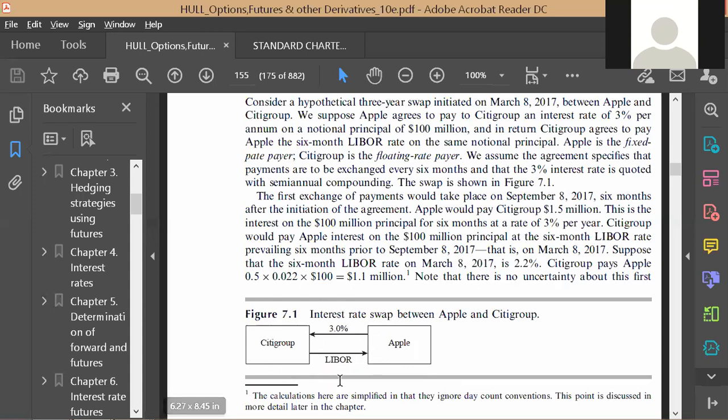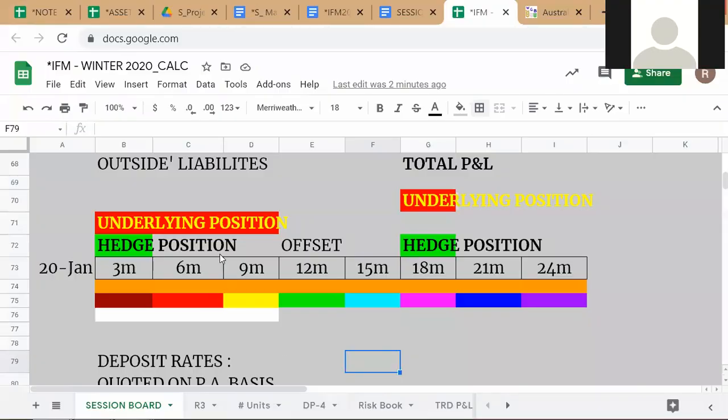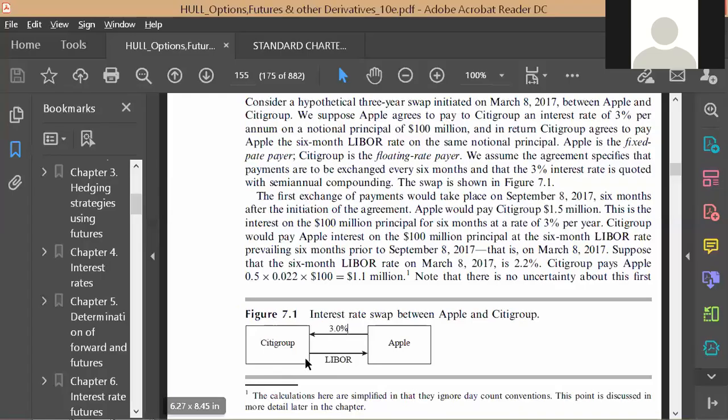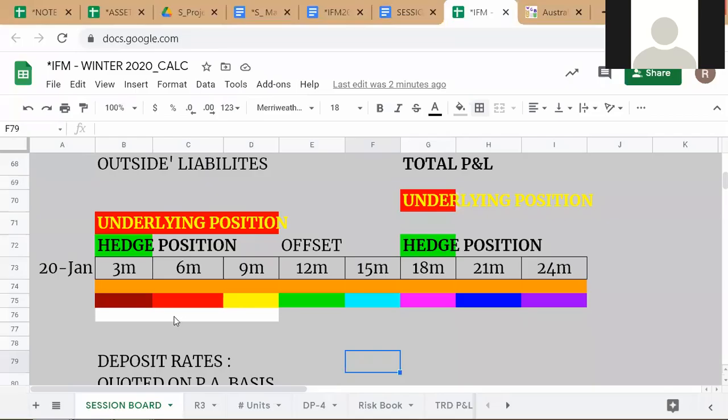So this is how the contractual obligations will be discharged. Every 6 months, there will be a payment like this. So Apple will pay 3% and Citigroup will pay the 6-month LIBOR. Which 6-month LIBOR? What is Citigroup having to pay? Citigroup has to pay the LIBOR, okay? So what interest rate will Citigroup pay here on this date in September? That has already been determined in March.